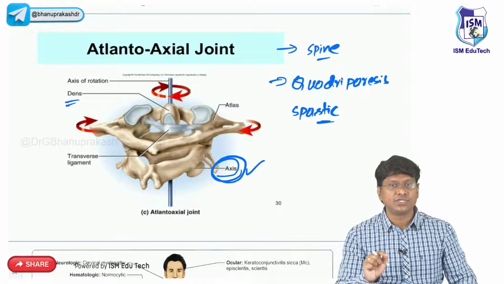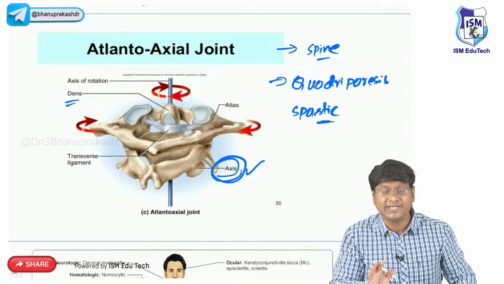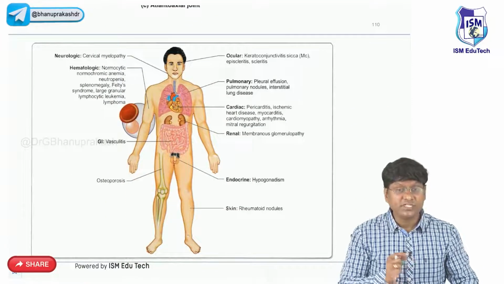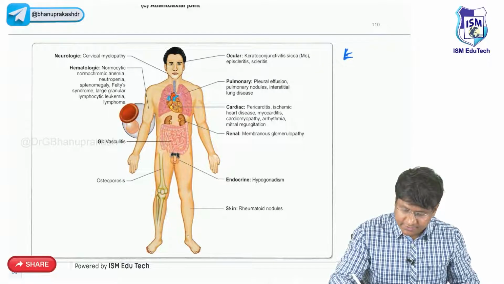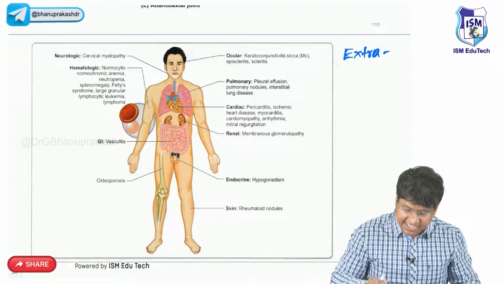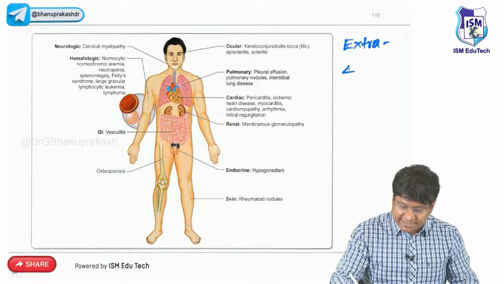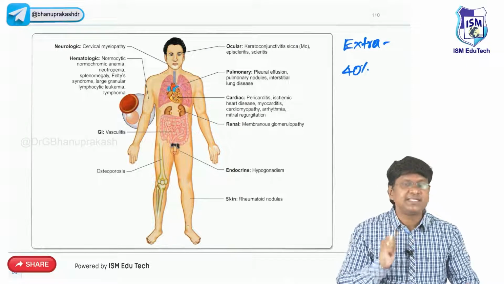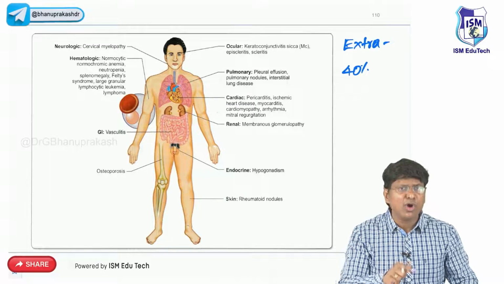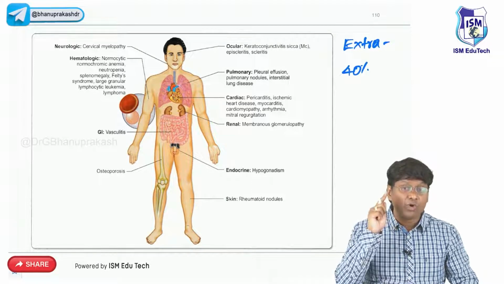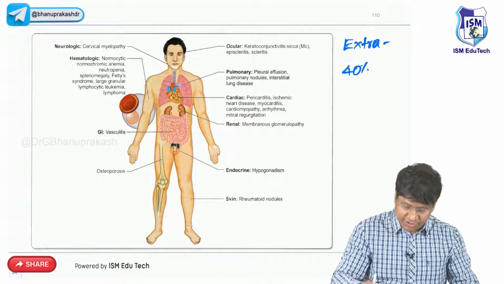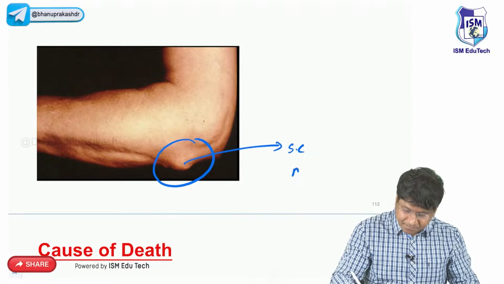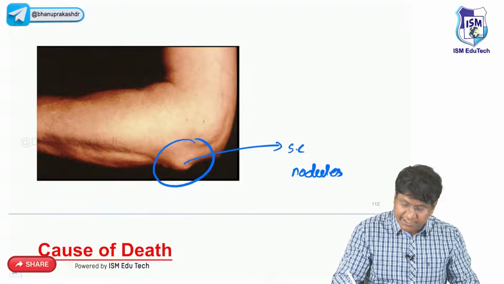Okay, so that is about the story related to the atlantoaxial joint dislocation. Next, followed by that, the extra articular involvement. In 40% of patients with rheumatoid arthritis, you have extra articular involvement, that is, multi-system involvement will be there. And among all these systems, remember the most common extra articular manifestation is the presence of subcutaneous nodules.